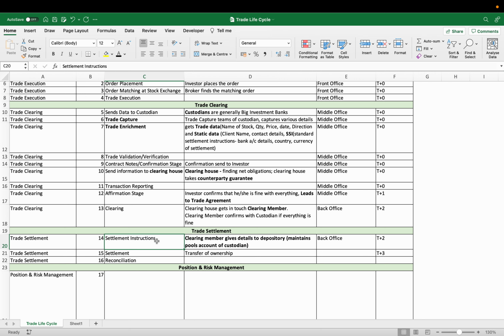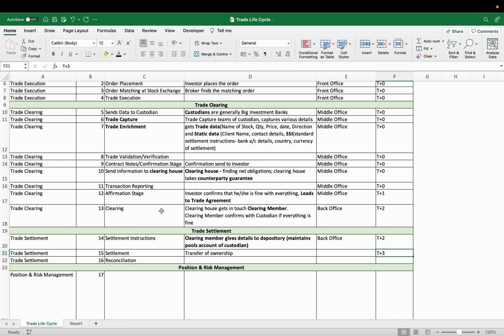Now, finally, the result of all this process is your trade settlement. When we talk about trade settlement, the first thing is settlement instructions. That means clearing members give details to the depository. Now, what is a depository? Depository is someone who maintains a pool of all these custodian accounts. And finally, we reach our transfer of ownership. That is your settlement, and that happens on T+3. Now, keep in mind this T+0, T+1, and so on depends on geographies and markets. For example, India just went from T+3 to T+2, I think this January only. So keep in mind the markets you're talking about.